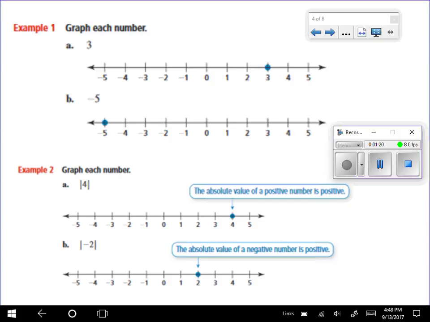Then our example 2, because we will work with absolute value inequalities eventually, we have to understand a little bit what we're doing here. The absolute value of 4 is 4. So if I graph that, it would be at 4. The absolute value of -2 is 2. So if I graph that, it will be at 2. If you need to pause the video to write those down, feel free. That way you can get those in your notes and you understand that. I know it's really simple, but that's a good thing. Hopefully today will be really easy.